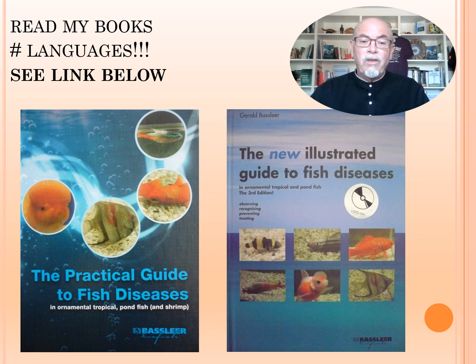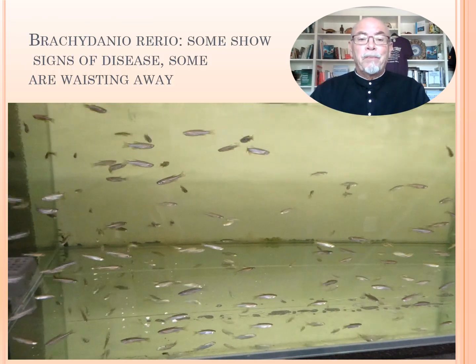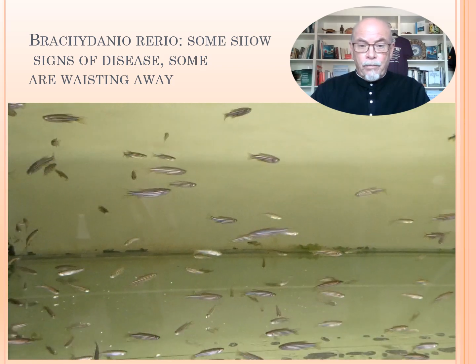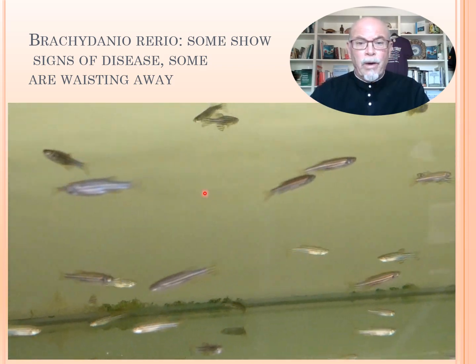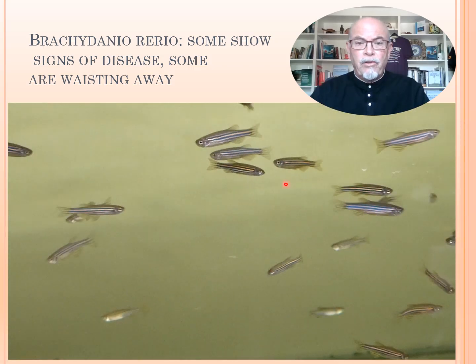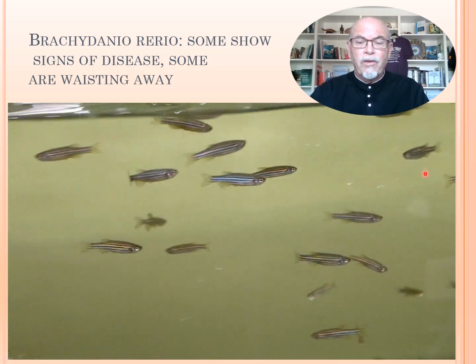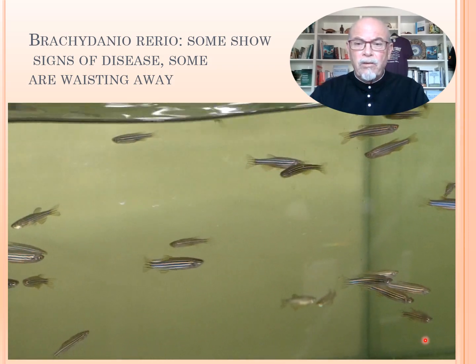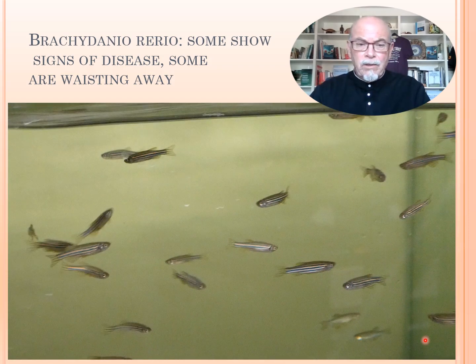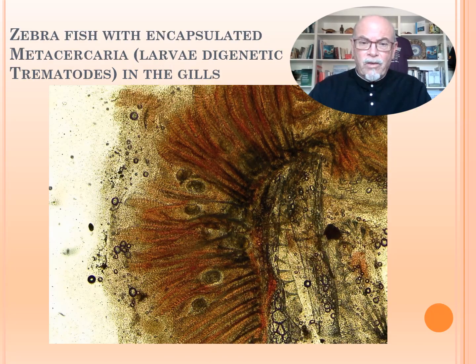The Brachydanio rerio show some signs of disease because some are wasting away. You can see here the tiny, skinny ones, wasting away. They're getting skinny. They eat very badly. They don't swim normally. They don't eat so well anymore, etc.